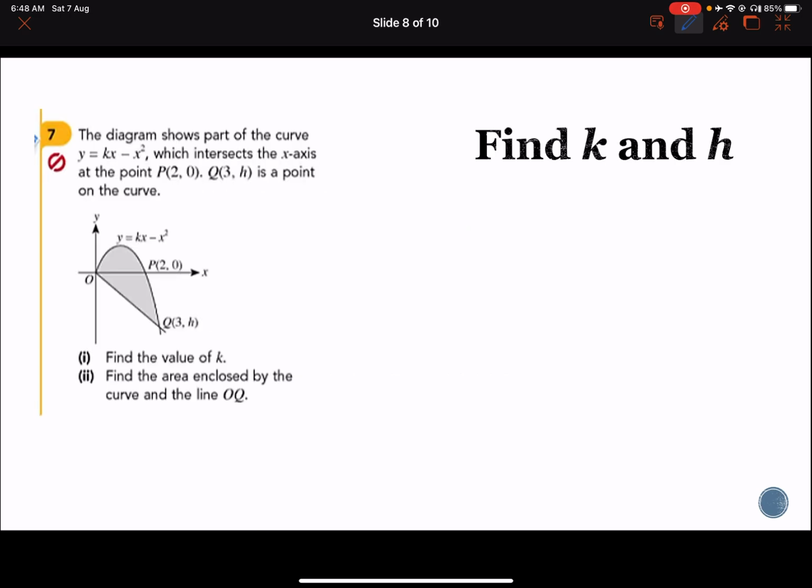Now you can try to find a case where we are making use of the sandwich method. Before we can do the sandwich method, we are going to find k and h first. So how do we find k and h? This is k and this is h. This is question 7. They have given you the equation y equals kx minus x squared, and they have given you a clue: P is (2, 0). So when x is 2, y is 0.